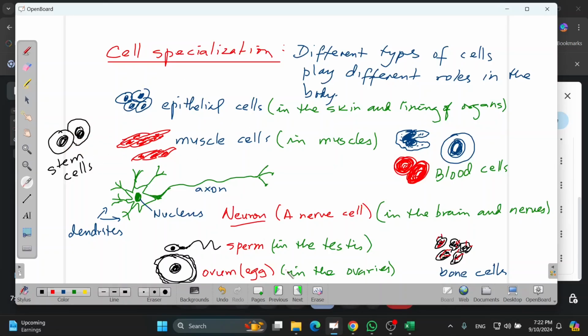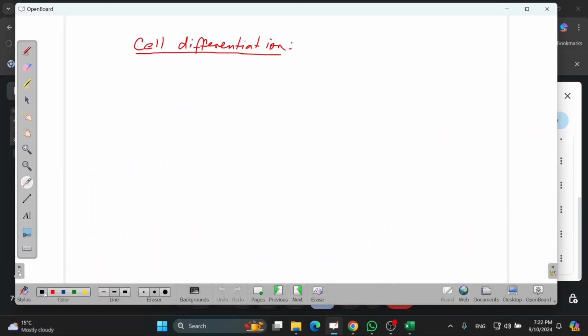And that is what we call cell differentiation. So cell differentiation is the process whereby we get a certain type of cell from the stem cells. Actually, that happens, let me tell you in a nutshell, when the sperm fuses with the egg during fertilization, guys. Right? Maybe you have heard about that.